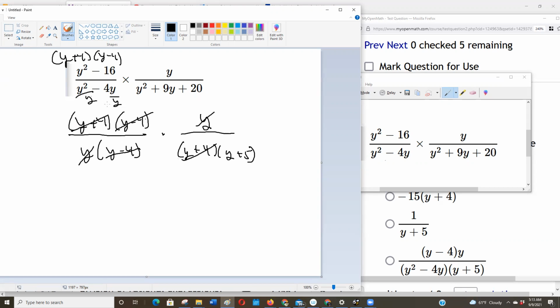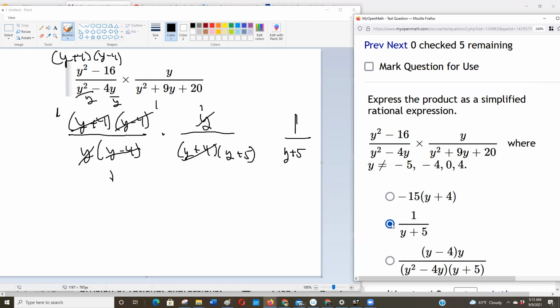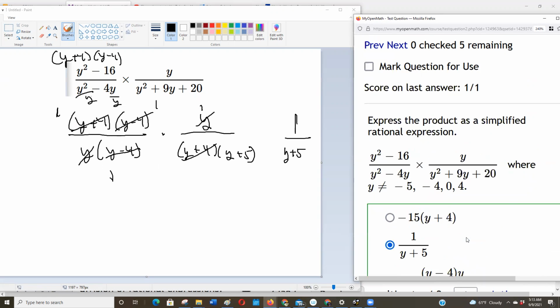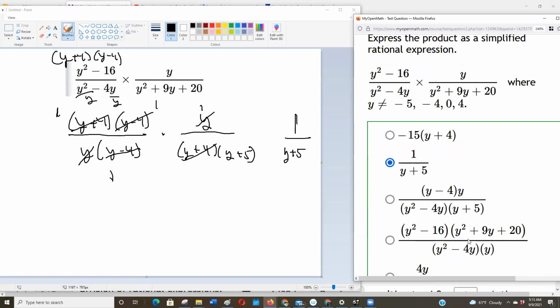And what's left on top? 1. That's 1, that's 1, that's 1. 1 times 1 times 1 is 1. And in the bottom, what's left? This is all 1. So y plus 5. And notice that's an answer, since it's just multiple choice. Now, see, it's green, so it's right.